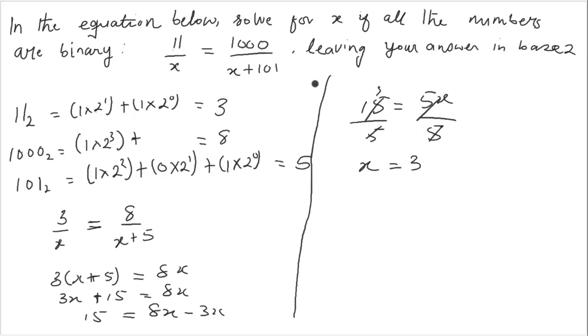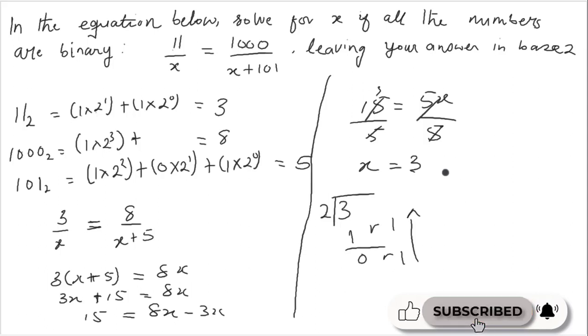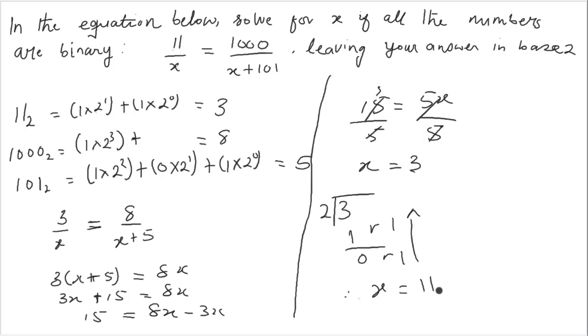This is not the end. We're leaving your answer in base 2. So we convert this 3 to base 2. You remember how we convert base 10 to any other base? We keep dividing the number by the base. So this 3, I'll divide it by 2. 2 into 3 is 1, remainder 1. Then 2 into 1 is 0, remainder 1. So I'll write it from bottom up. So therefore our x is equal to 11 base 2.